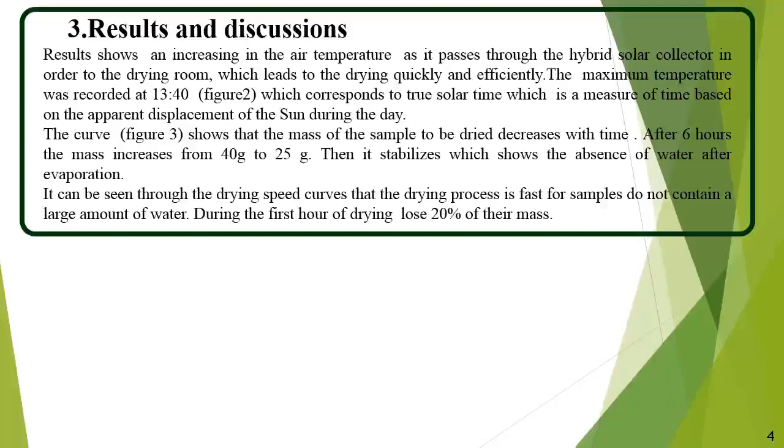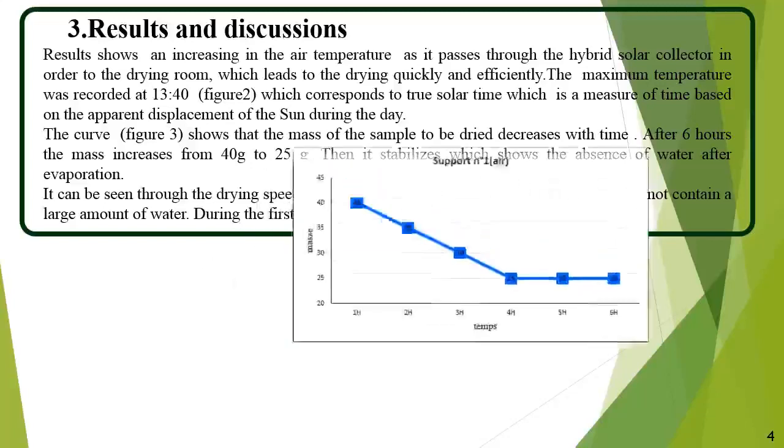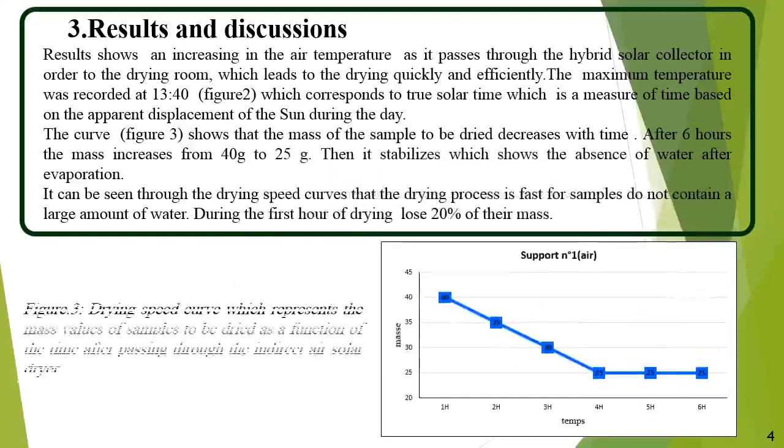During the first hour of drying, the samples lose 20% of the mass. Figure 3 represents the drying speed curves, which represent the mass value of the sample to be dried as a function of time after passing through the indirect air solar dryer.